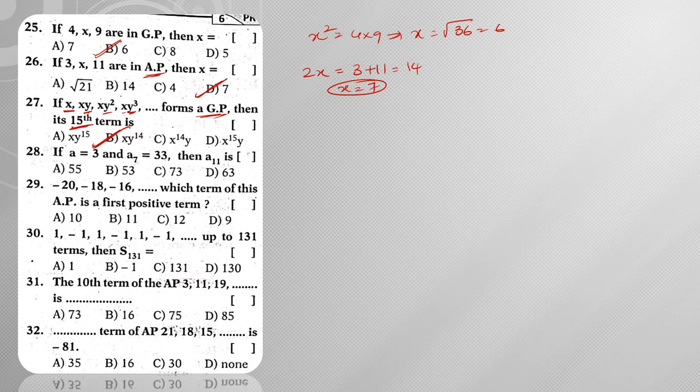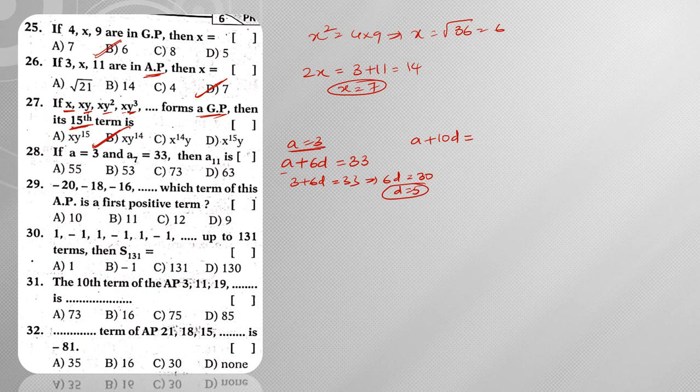Next, question number 28, a is equal to 3, a7. So how can you write a7 as a plus 6d? a plus 6d is equal to 33. Then what is a11? a11 means a plus 10d. So it is asking you to find the value of a plus 10d. Now when a is equal to 3, substituting, 3 plus 6d is equal to 33. So 6d is equal to 33 minus 3, which is 30. So d is equal to 5.